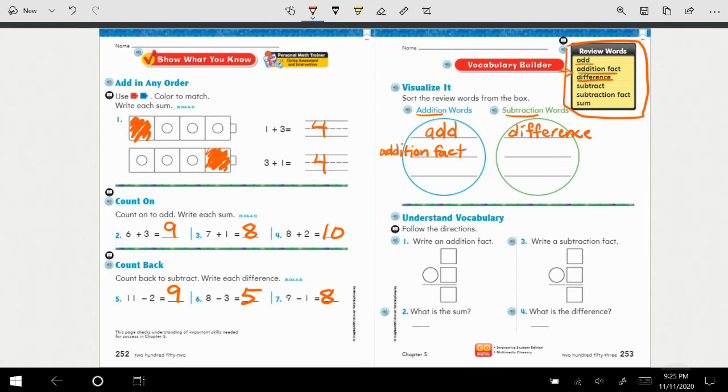Difference. If you need more time, make sure you pause. You can use your yellow box on your page to know how to write these words. Okay, let's look at the next word. It says subtract. Subtract. Where does that belong? Subtraction words, of course, because it says subtract right there in it. Okay, so we're going to put subtract.